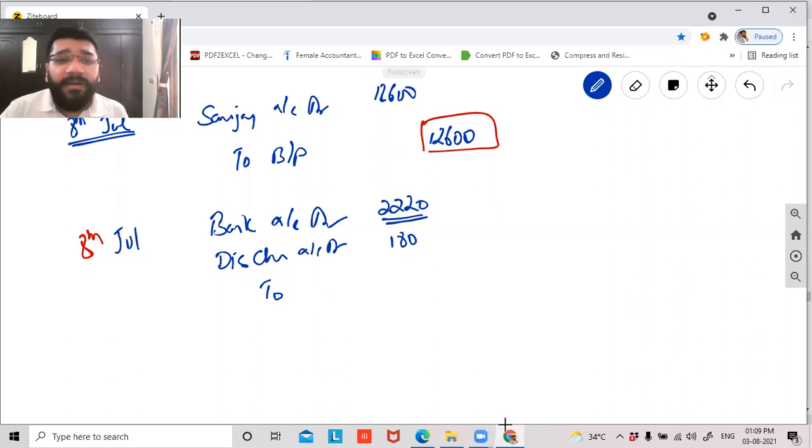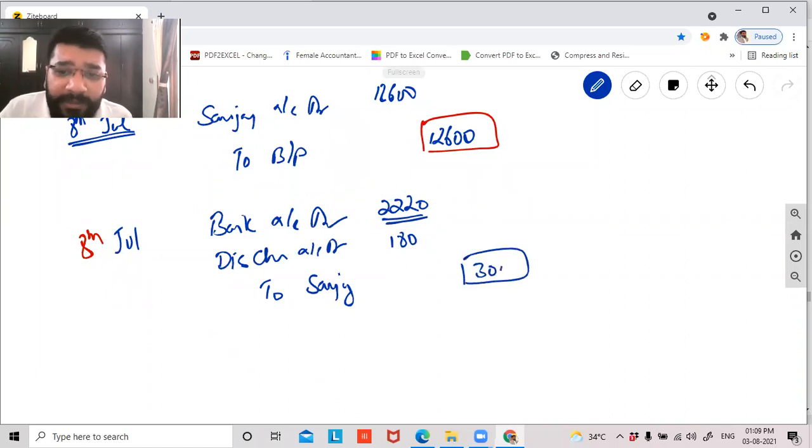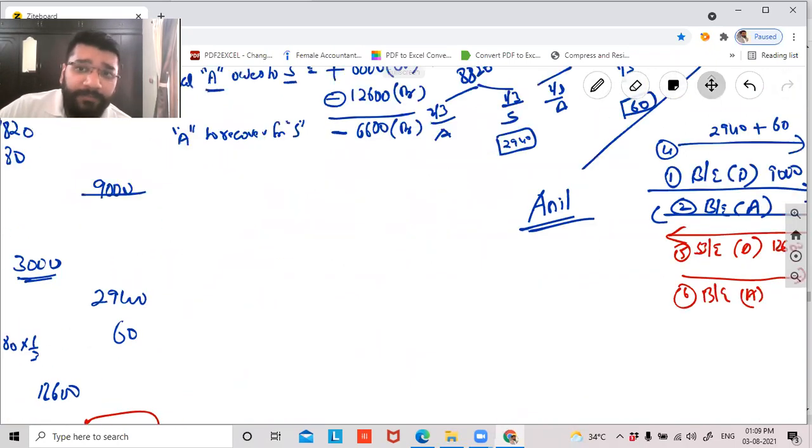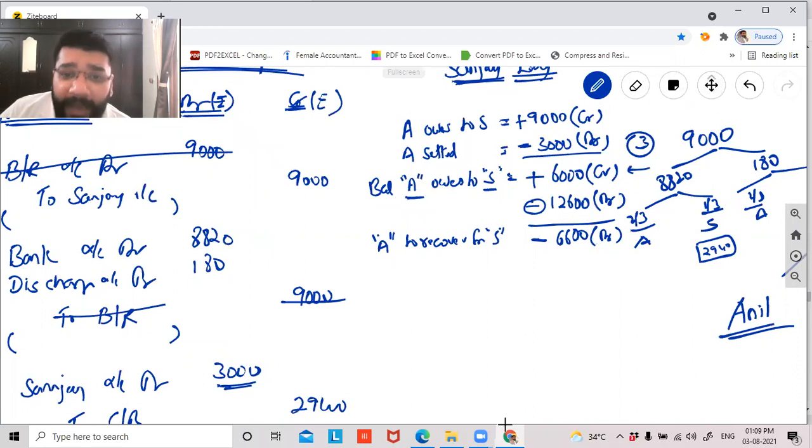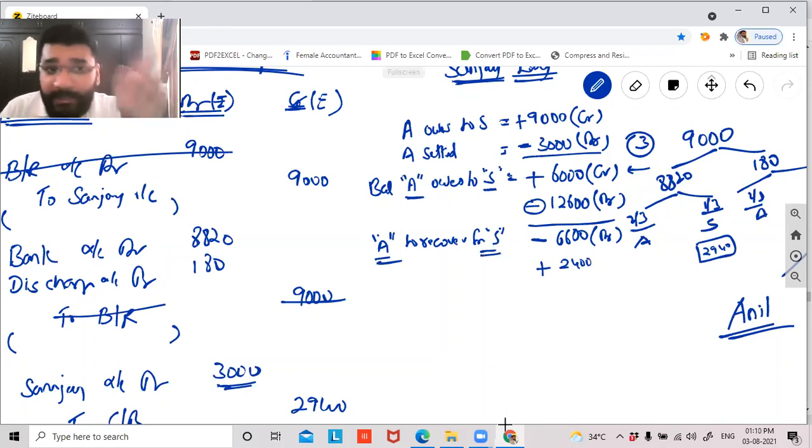And to what extent is the account of Sanjay settled, guys? Can I say 3,000 rupees? So 2,400. Sorry, 2,400. So coming back, guys, to my ledger. In the ledger, if you see, A has to recover from S 6,600. But he did not recover the full 6,600. How much did he recover? He recovered only 2,400.